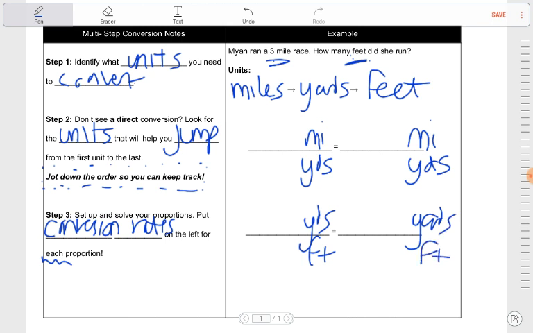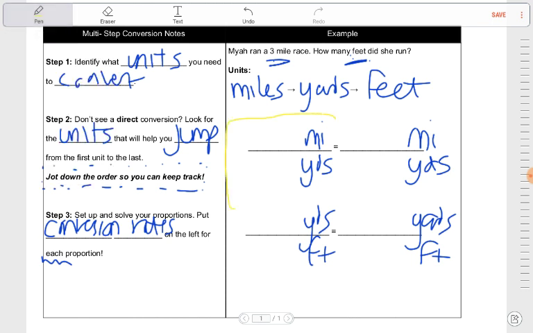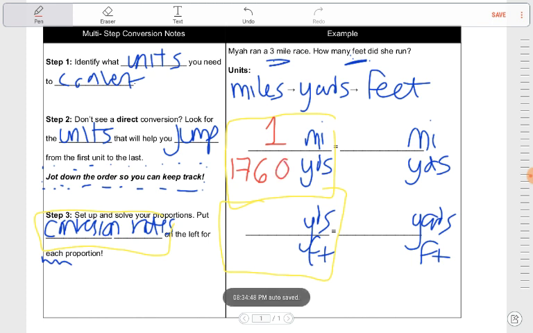Just like any of our proportions, we want to keep our units lined up. As we said before, our conversion rates are always going on our left side. Pause right now. See if you can fill in both of these conversion rates. Miles to yards, and then yards to feet. Okay, you should have seen on your conversion chart that 1 mile is 1,760 yards. On our bottom, you should have memorized that 1 yard is 3 feet.